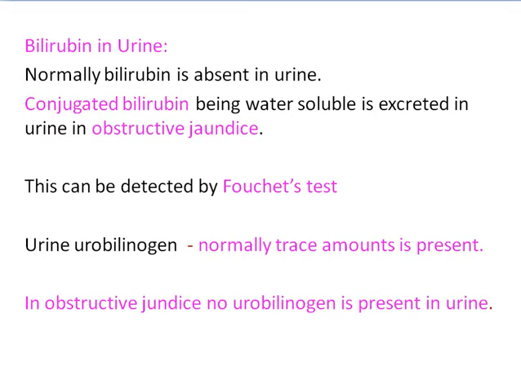Bilirubin in urine: normally, bilirubin is absent in urine. Conjugated bilirubin, being water soluble, is excreted in the urine in obstructive jaundice. This can be detected by Fouchet's test.